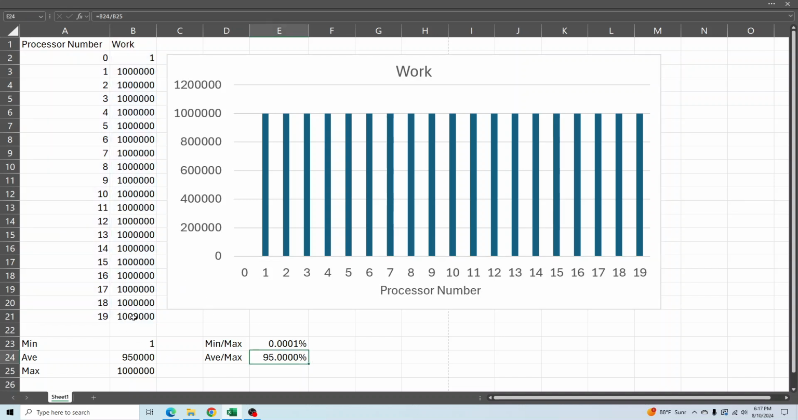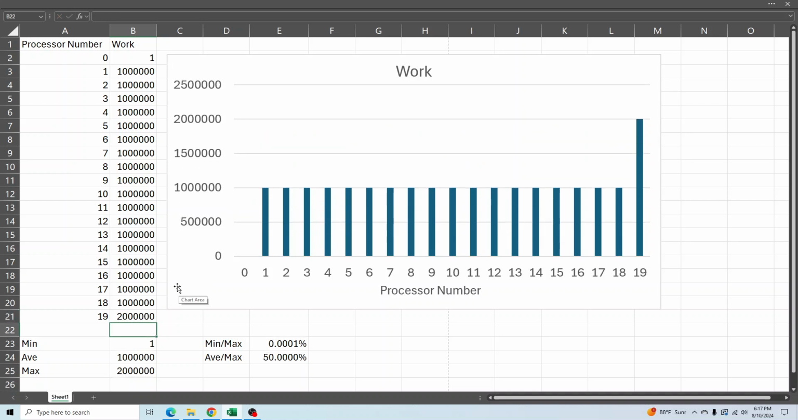Now let's consider a different workload. Suppose I gave 2 million units of work here. So now the most work processor has 2 million units of work. These 18 in the middle have 1 million units, and the least work processor just has 1 unit of work. Now you can see, you have to wait. You have to stick around till every processor is done. So the total time is controlled by the most work processor. So it's really the maximum that matters.